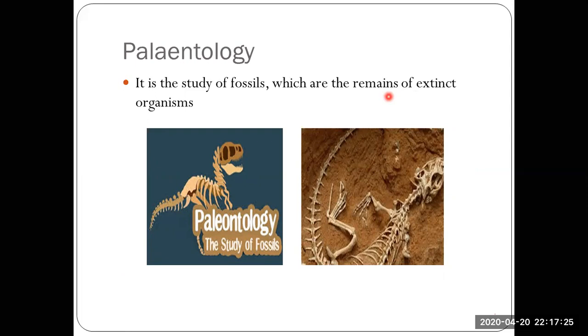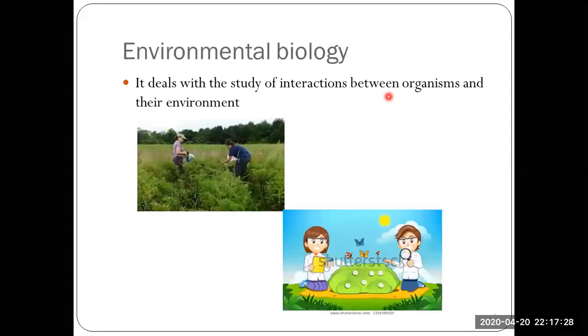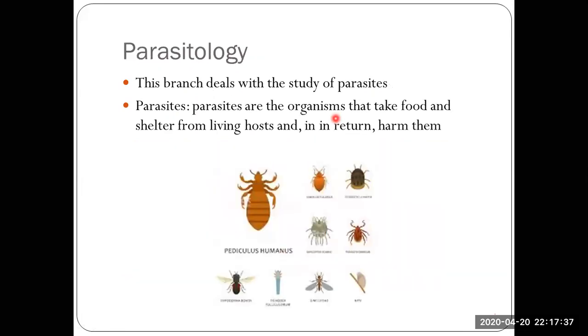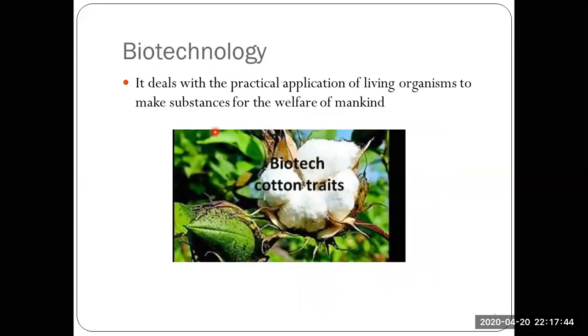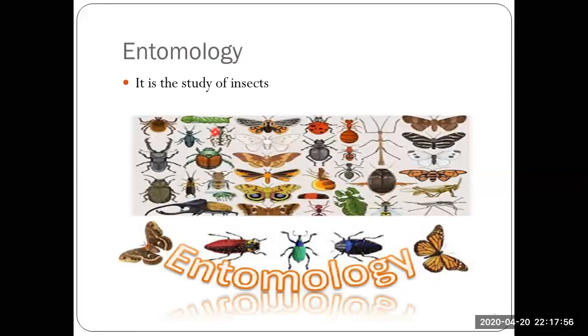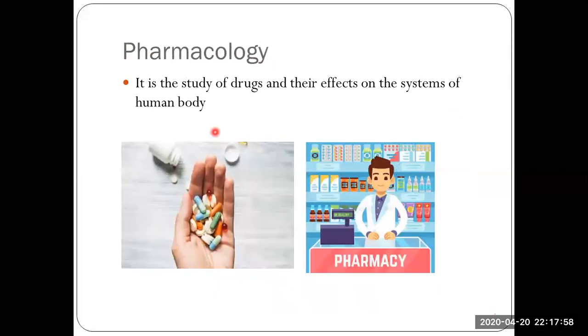And fossils, what are fossils? They are remains of extinct organisms. Environmental biology is the biology in which we study interactions with our environment. Sociobiology, in which we study the social behavior of animals, insects, birds, etc. Parasitology is the study of parasites like lice, mosquitoes, etc. Biotechnology is the practical application of living organisms to make substances for the welfare of mankind. Obviously, in immunology we will be studying the immune system. In entomology, we will be studying insects. Pharmacology is the study of drugs, obviously.